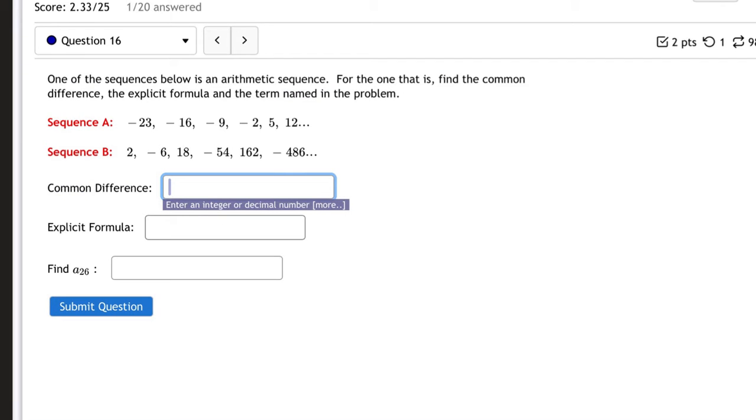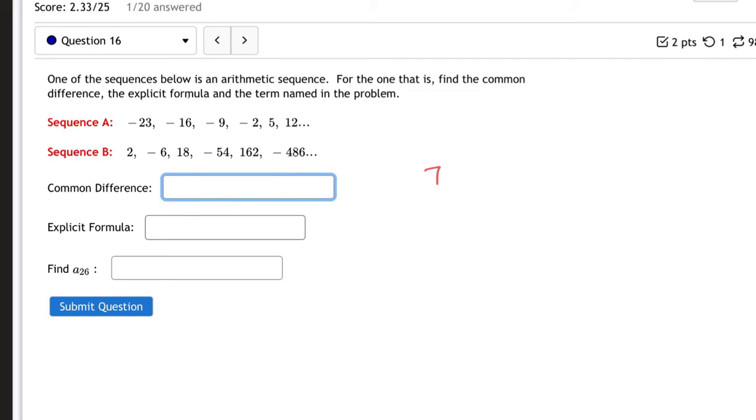All right, I'm doing this arithmetic sequence, and I'm going to find the common difference first. So from negative 23 to negative 16, that goes down 7. I'm sorry, it's increasing by 7, isn't it? Yeah, it's increasing by 7. They're all increasing by 7. So I think the common difference is positive 7.